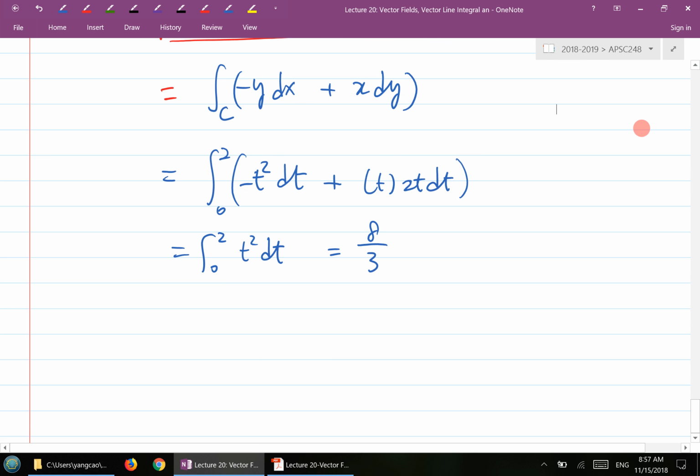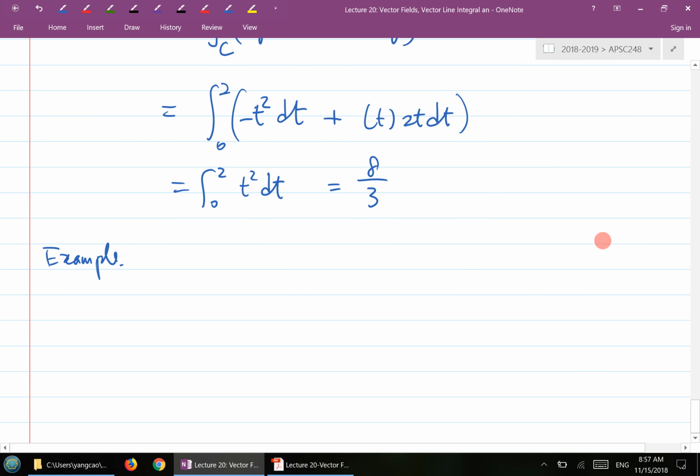All good? One more example, then we can move on from this vector line integral. This one here, I don't need you to calculate. Most probably I want you to actually observe and then tell me what it is.